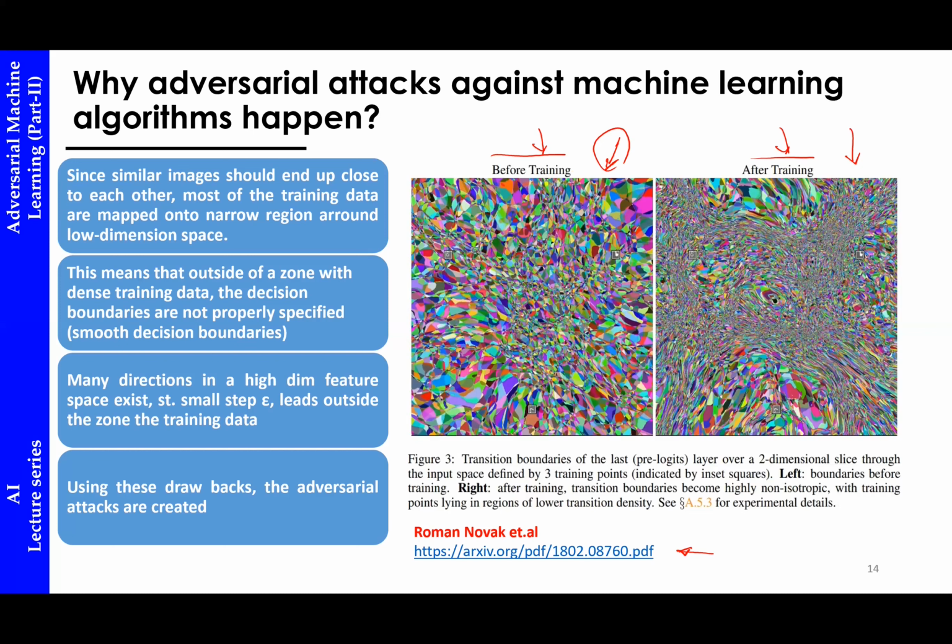Therefore, many directions in high dimensional feature space exist, such that a small step moving left, right, up, down in this space can lead us outside the zone of the training data. This is a drawback, if we can say it is a drawback, and the attackers use it, and you see how simple it is to select an adversarial example to trick the classifier.